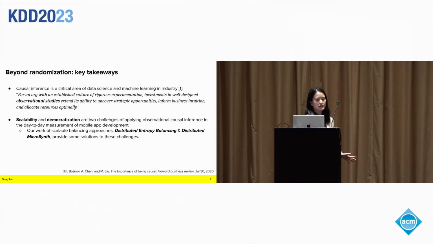So here are the key takeaways of the first part. First of all, we know that causal inference is a critical area of data science and machine learning in industry in general. And as we quoted here from an article from Harvard Business Review, observational causal inference can really extend our abilities to uncover strategic opportunities, inform business intuitions, etc.